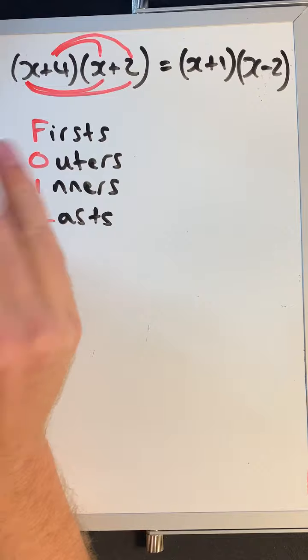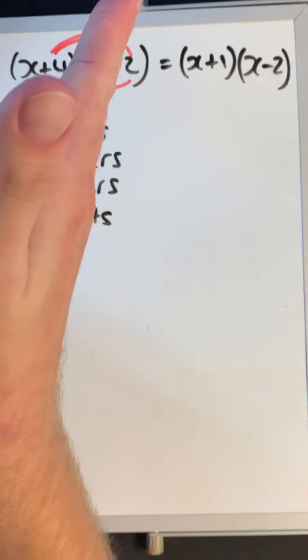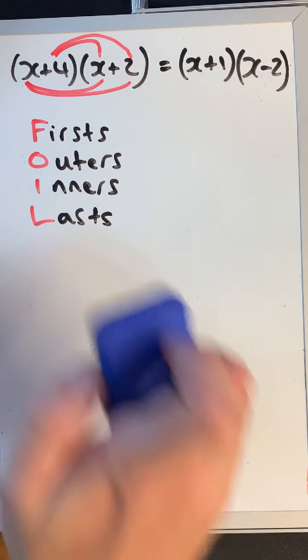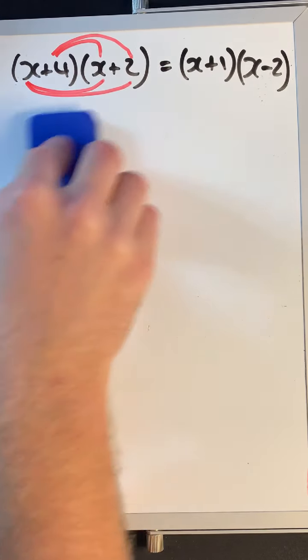But all you've got to remember is each term in this bracket multiplies by each term in that bracket. If you remember that, it doesn't matter how many terms you've got in each bracket. You could have 10 in each bracket and it would work. Right, so let's get back to solving this equation then.